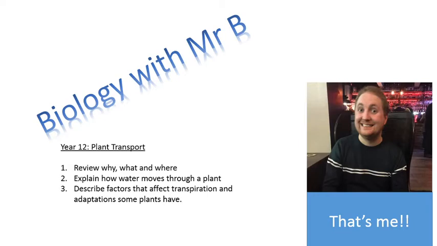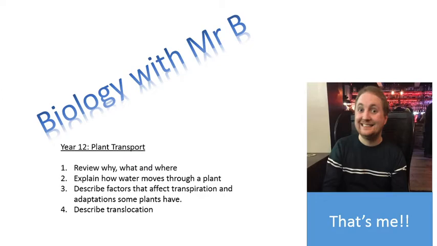I need to describe factors that affect transpiration and some of the adaptations that certain plants like hydrophytes, those that love water, and xerophytes, those that live in a dry environment, have to cope with how their environment affects transpiration. And we also need to describe translocation, which is the phloem, which is how sugars and assimilates can move up and down the plant depending on need.